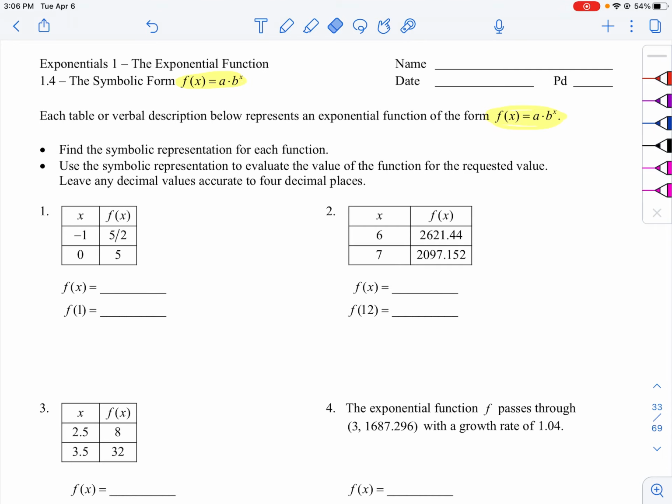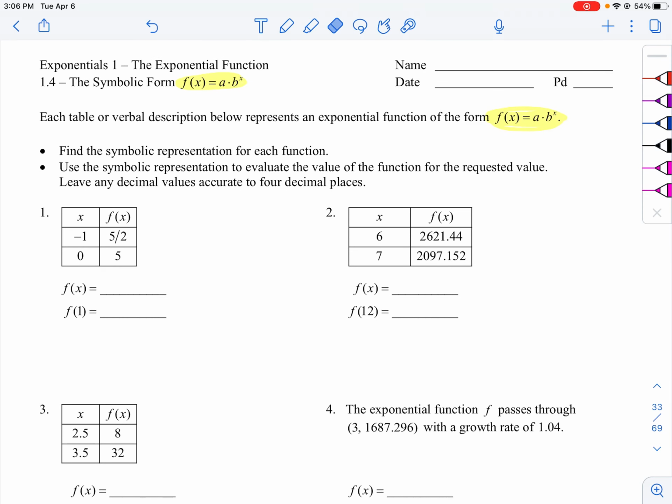Today's lesson is the symbolic form of the exponential function f of x equals a times b to the power of x, where b represents our constant ratio. We've already done that for the past 2 to 3 lessons, dealing with how to find the value of b. So we're going to start with finding the b in each of the equations, and then after we find b, we're going to find the value of a. So we'll start with figuring out the b value.